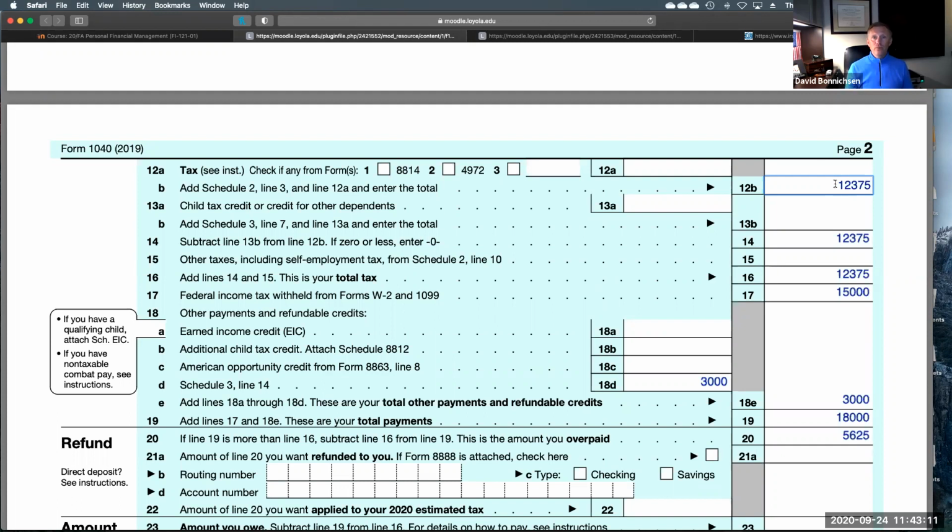Okay? It has nothing to do with what you've already paid. It has to do with what you owe based upon all your other sources of income, the adjustments to income, standard or itemized deductions, taxable income, and then the marginal tax calculation. Okay. So we don't have any child tax credits, all right?